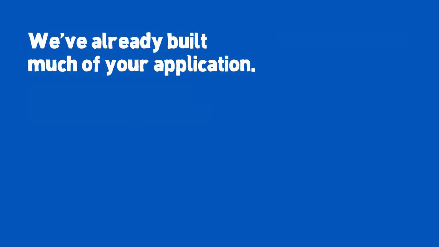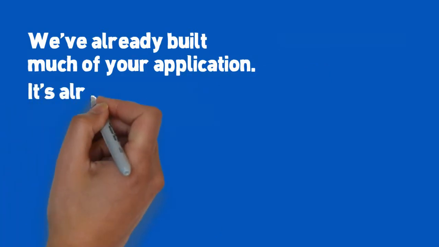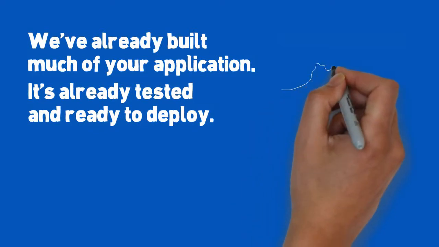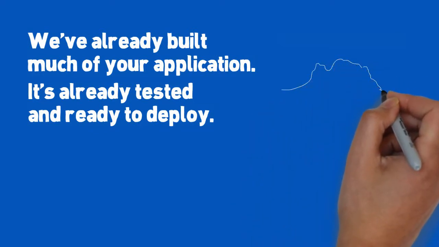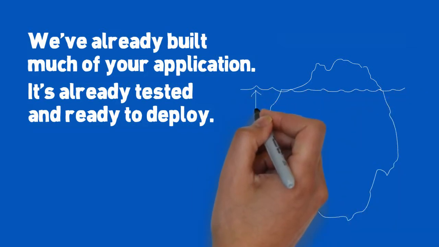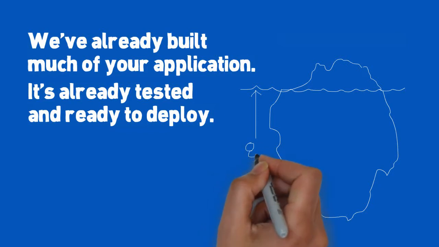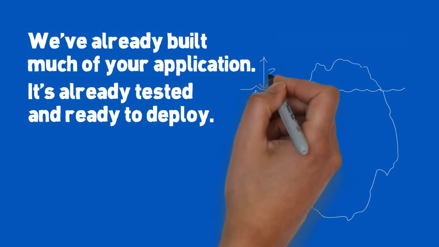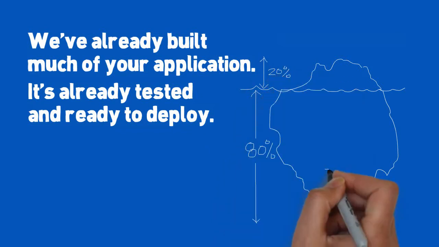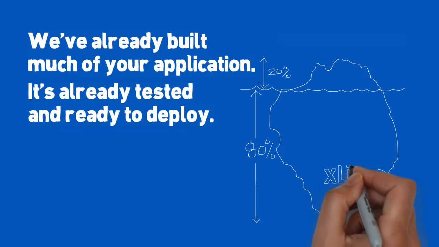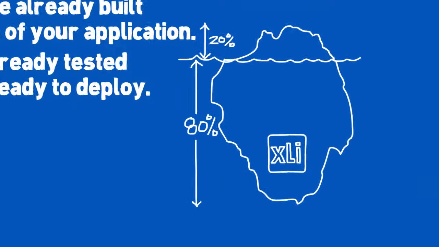Why is this important? What we're saying is that we've already built much of your application, including your server infrastructure. It's tested and it's ready to deploy. Let's use another analogy, an iceberg. We all know 80% of an iceberg floats beneath the water. The only part you can actually see is the 20% above the water. The same is true with XLI. 80% is already done, and with only 20% of the work left to do, it helps you focus on solutions that meet the exact needs of your customers without the risk, expense, and time associated with building from scratch.